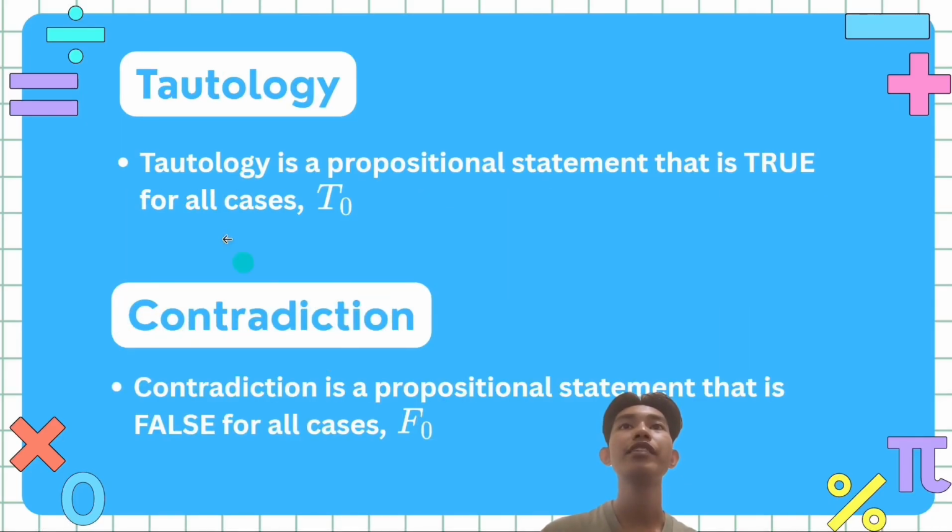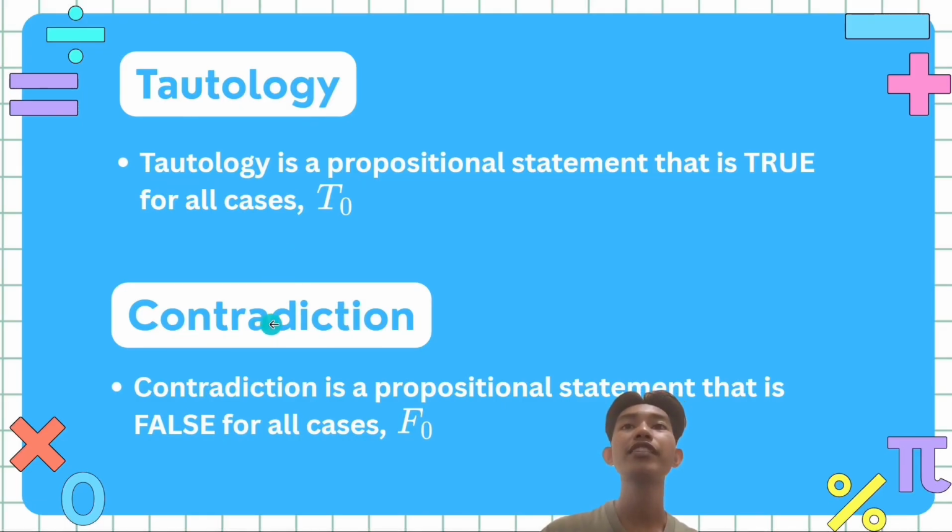Next, we have a tautology. A tautology is a logical statement that is true for all possible cases. For example, P or negate P. This statement is always true because either P is true or P is false. It is important to help us confirm that a logical expression is always valid.